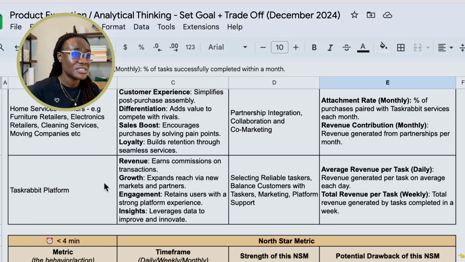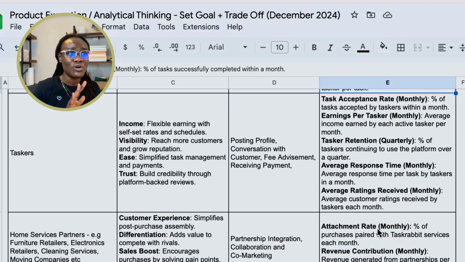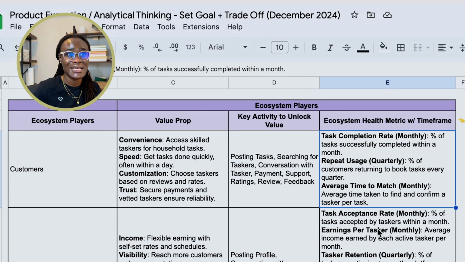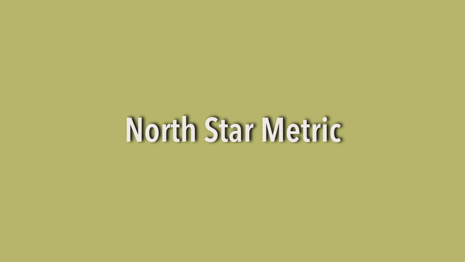And for TaskRabbit, the platform, the health metrics we're going to be measuring here is the average revenue generated per task on a daily basis. We also are going to be looking at the total revenue generated, because hey, we're a business and we need revenue to keep us in business. So that's a quick rundown of all the ecosystem players that we've identified.